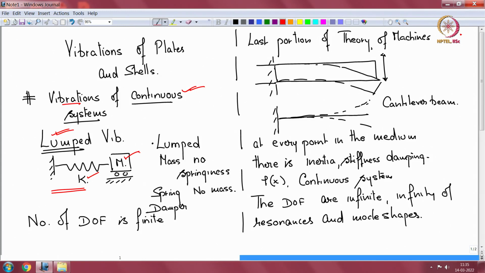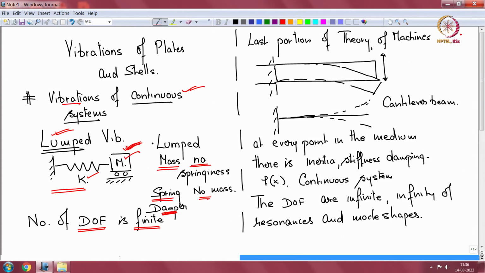What do you mean by lumping? This mass here has no springiness, and this spring over here has no mass, there is no inertia associated with it. Similarly, if you have a damper, it only damps vibrations proportional to velocity. It has no other fundamental properties associated. And therefore, when you have such systems, the number of degrees of freedom is finite. This is a 1 degree of freedom system, because you will locate this mass using just one coordinate, and so the degree of freedom is finite.